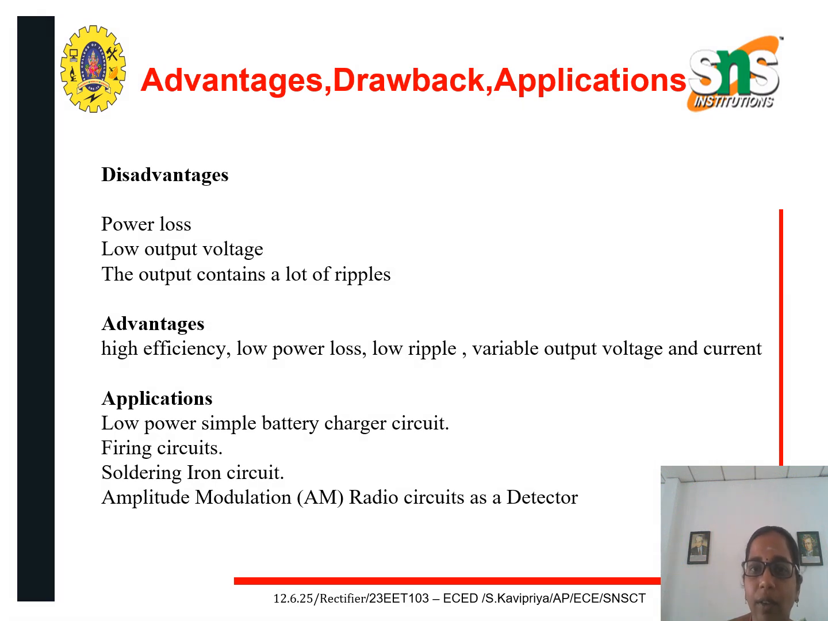Next are the advantages, drawbacks and applications of the half-wave rectifier. The main advantage is that the power loss in the half-wave rectifier is very less, the efficiency is higher, and we have a very low ripple. The drawback is that the power loss is very high when compared to the full wave rectifier, the output voltage is also very low, and it contains ripples which are very high when compared to the full wave rectifier.